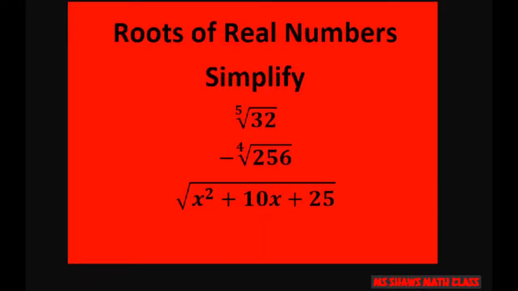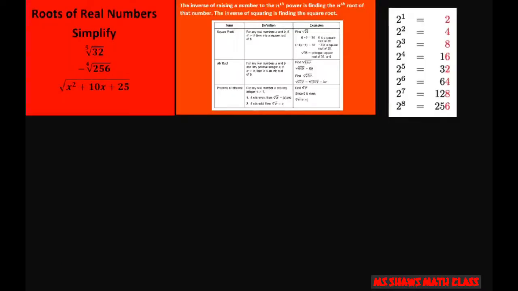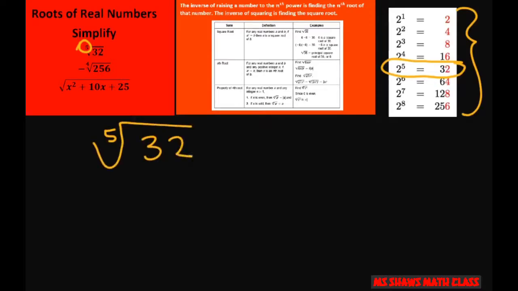Everyone, we're going to simplify roots of real numbers, and these are our three problems. The first one's fairly easy if you know your powers of 2, because we're doing the fifth root, and if you know your powers, you know that 2 to the fifth is 32. So we can just write this as the fifth root of 32 equals 2.